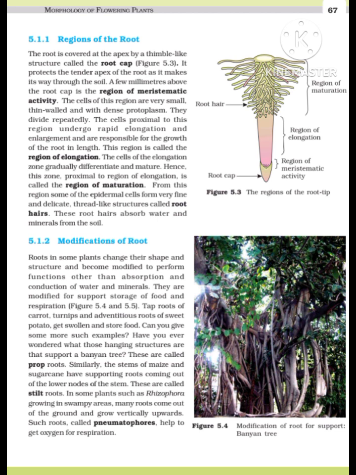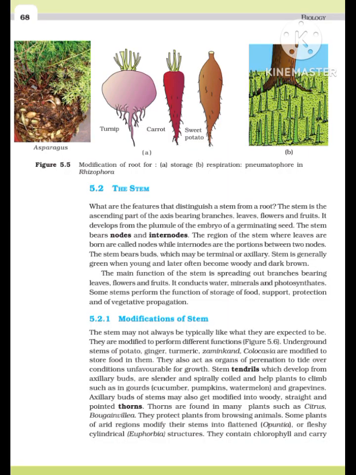Figure 5.4: Modification of root for support, banyan tree. Figure 5.5: A, modification of root for storage: turnip, carrot, sweet potato, asparagus; B, respiration: pneumatophore in Rhizophora.